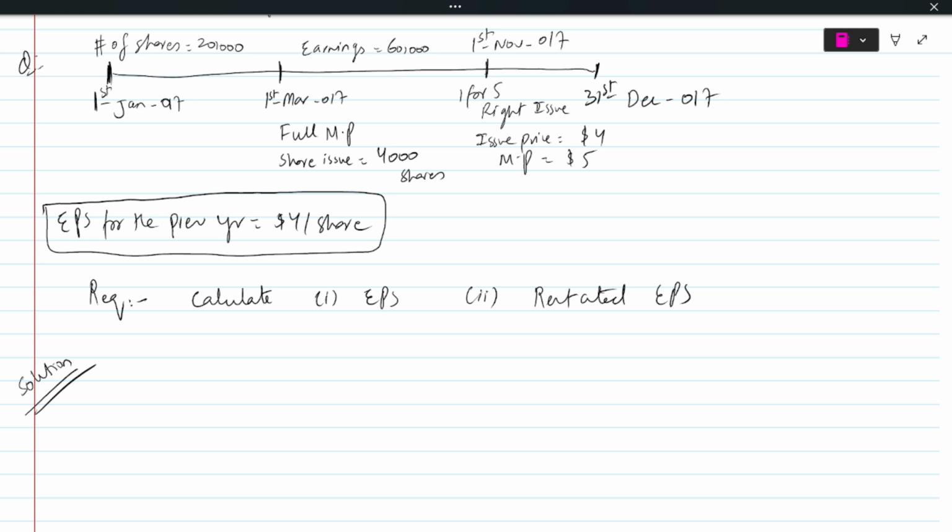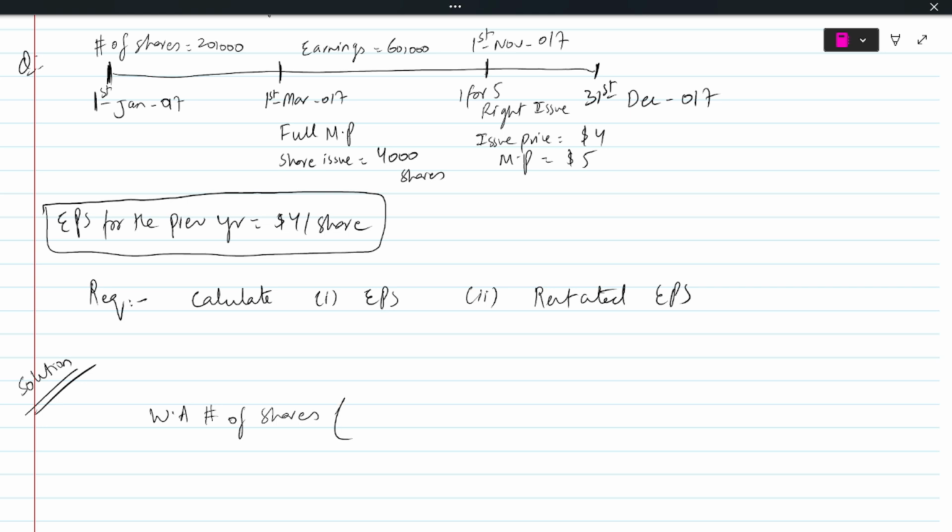So I'm going to start with the weighted average methodology. Why? Because again, there's a full market price share issue in this question, and more importantly, there is a lot of things happening in one year, so I need an average number of shares, right? Without that, I cannot solve it. So weighted average number of shares, I am going to calculate it.